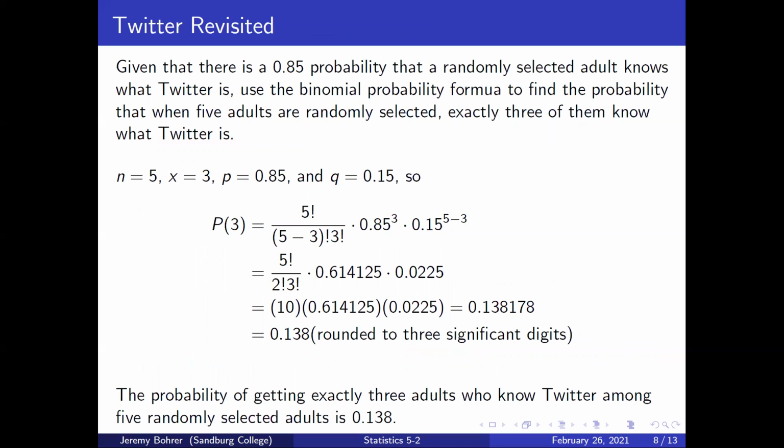Given that there is a 0.85 probability that a randomly selected adult knows what Twitter is, use the binomial probability formula to find the probability that when 5 adults are randomly selected, exactly 3 of them know what Twitter is.